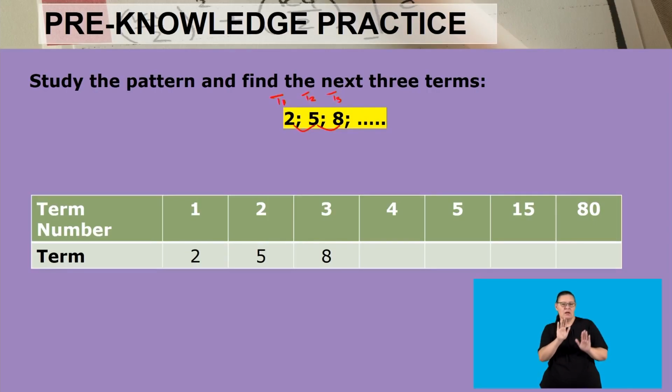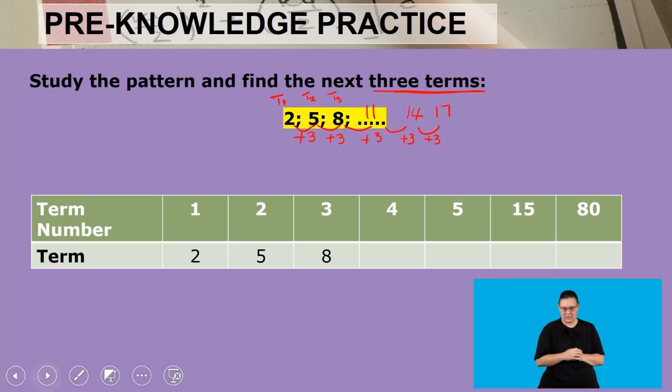As we can see how this pattern moves along, we are adding 3 from the first term to the second term, and we are again adding 3 from the second term to the third term. So what are going to be the next 3 terms? Well, we are just going to continue and add 3. So for the next term, which is the fourth term, we are going to have 11. Then we are going to add 3 again so that we can have our 14. And we are going to add 3 again, which is going to give us our 17. And that is going to be the next 3 terms.